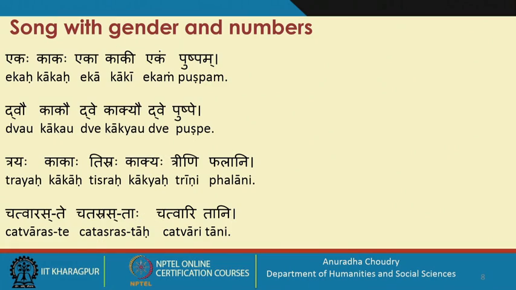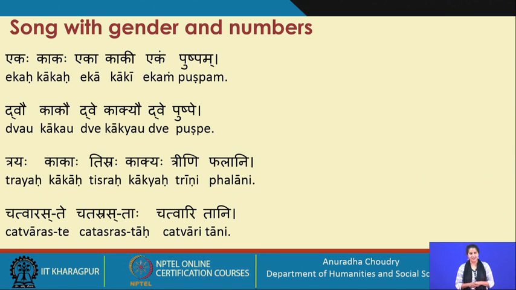So here I have the song for you. Have a look at it. It's a little funnily worded song because it's talking about the male crow and the female crow initially, and it's talking about the flower, the pushpam, and then later on it brings in the phalani, which is the fruit, the fruits, many fruits. So let's look at it and just follow along. It's just to give you a funny way of learning this gender with numbers.